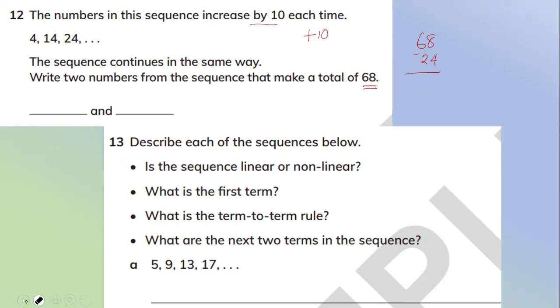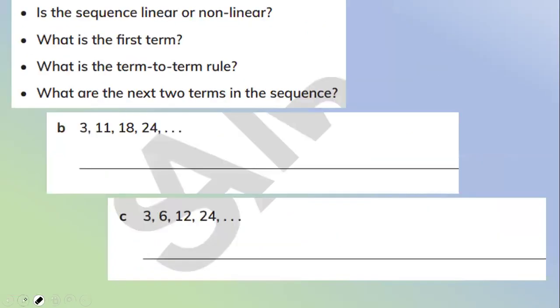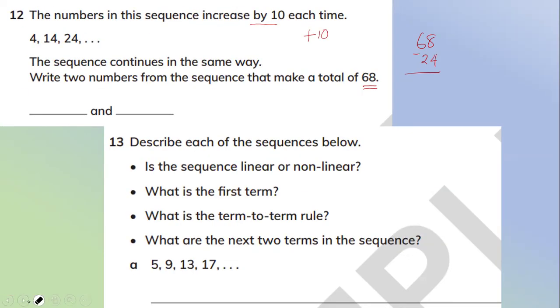Let's subtract again. 8 minus 4 is 4. 6 minus 2 is 4. So 68 minus 24 is 44. Yes, 44 plus 24 is 68. So we can add 24 and 44.